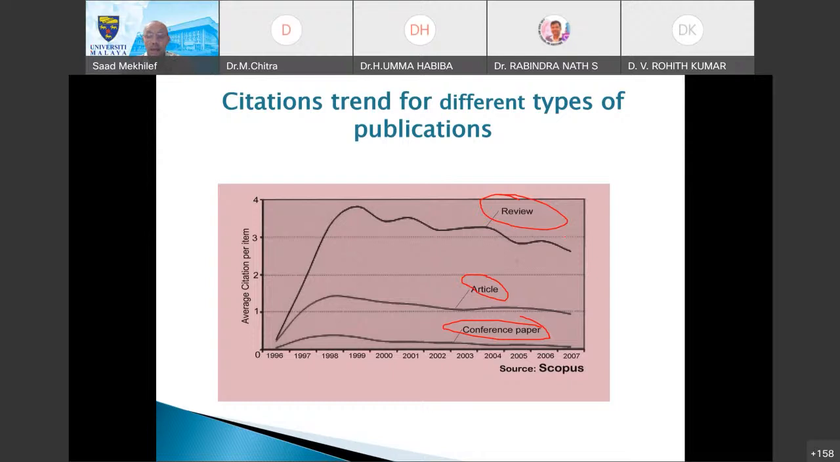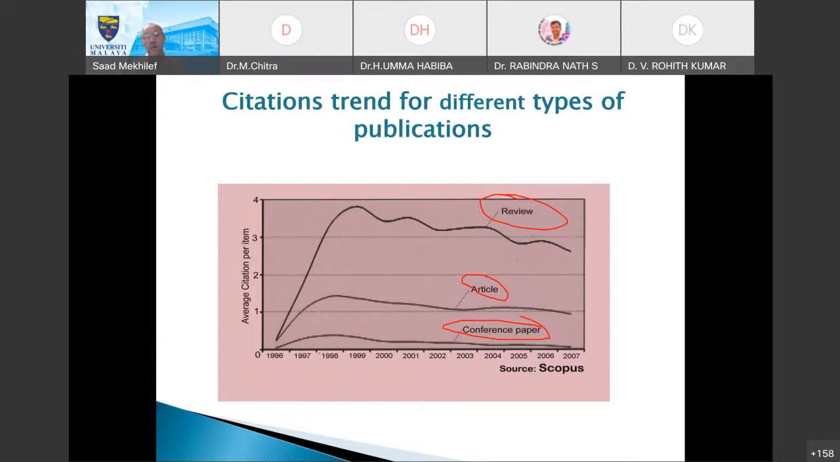Because, for example, early career researchers or PhD students usually prefer to read the review papers first. Why? Because the review paper summarizes all that has been reported in the literature. Instead of reading 100 papers, you can read one review paper, and that review paper gives you the summary of all that has been reported. So the probability of this paper being cited is very, very high. Writing a review paper is a good idea, especially for PhD students who just started: after one year, two years, you can write a review paper. That's very, very important.